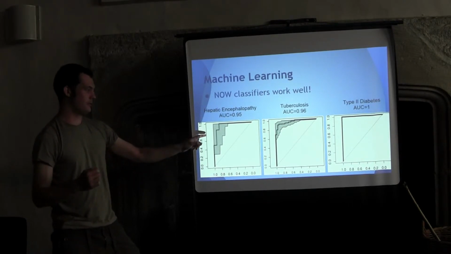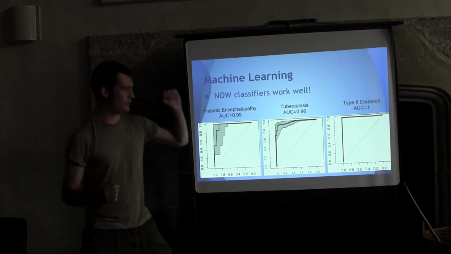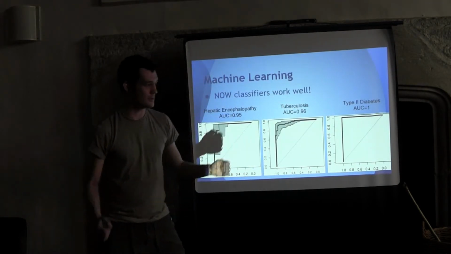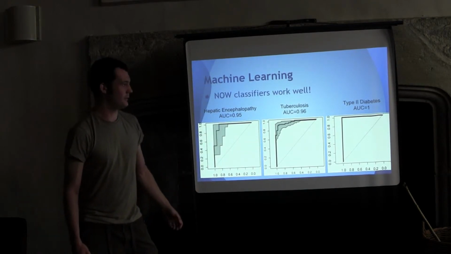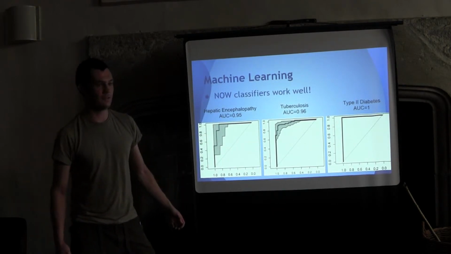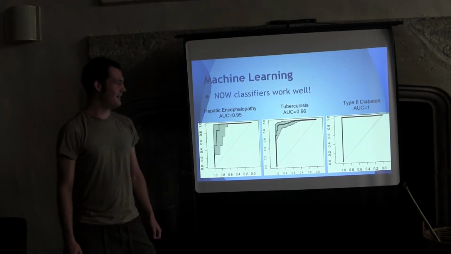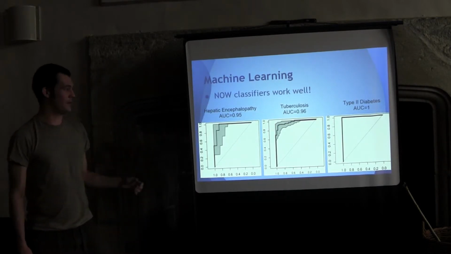And the grey regions here are 95% confidence intervals. So here on type 2 diabetes, on a data set that we have from UHC Hospital, we're getting 100% predictive accuracy on our holdout set, which is amazing. And we've recently published these findings. And TB, AUC 0.96. I can't pronounce that.